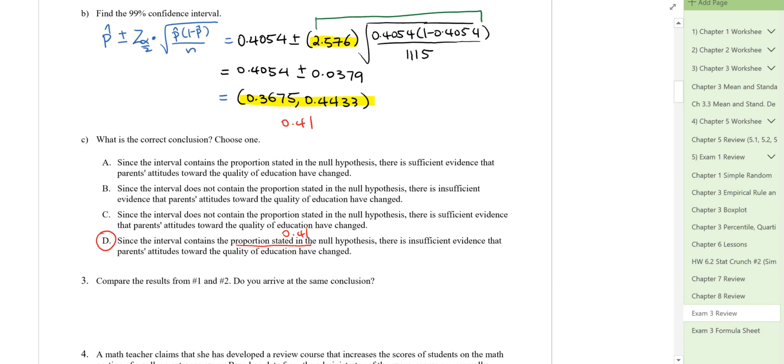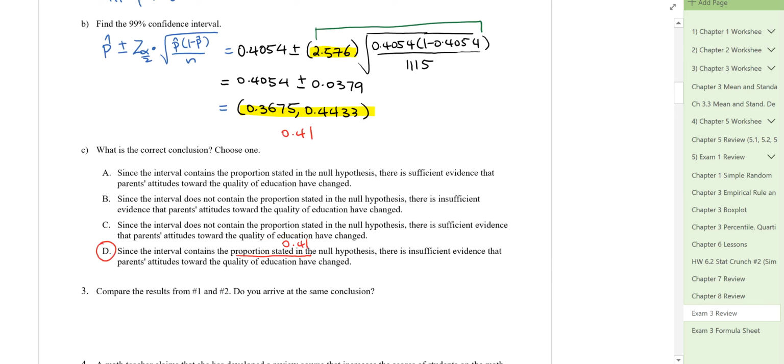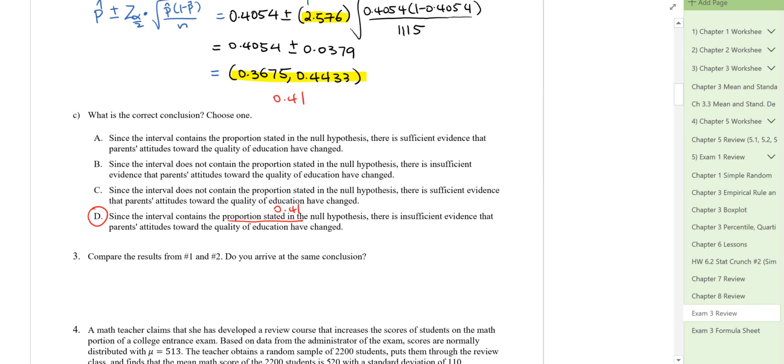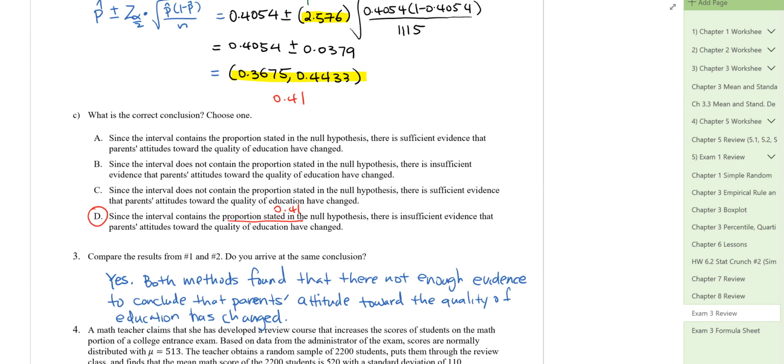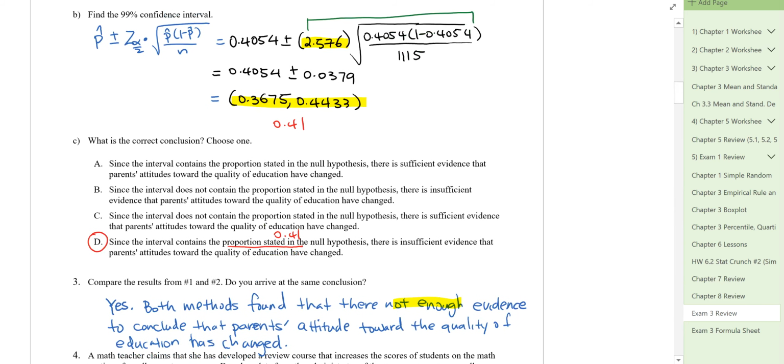Now let's compare the answer we got in number 1 and number 2. In both number 1 and number 2, we are saying that there is not enough evidence to say that the parents' attitude has changed. So we arrive at the same conclusion. Both methods found that there is not enough sample evidence to conclude that the parents' attitude toward quality education has changed. So for the two-tailed hypothesis test and confidence interval, we've done both, and they arrive at the same conclusion here.